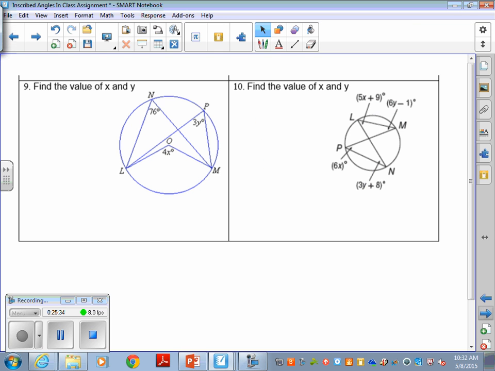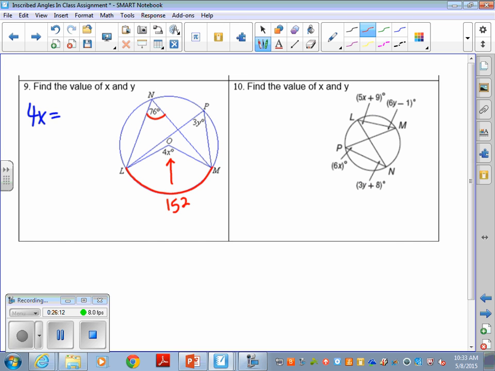All right, now let's talk about where we could start with number 9. 4x equals. Okay, we could do that. What is 4x going to equal? That's the question. Okay, I heard 152 and I have 76. You're right, it's the 152, because if I use this angle, the intercepted arc would be double that. And 4x is a central angle, so 4x is going to equal 152. So x is going to be 38.